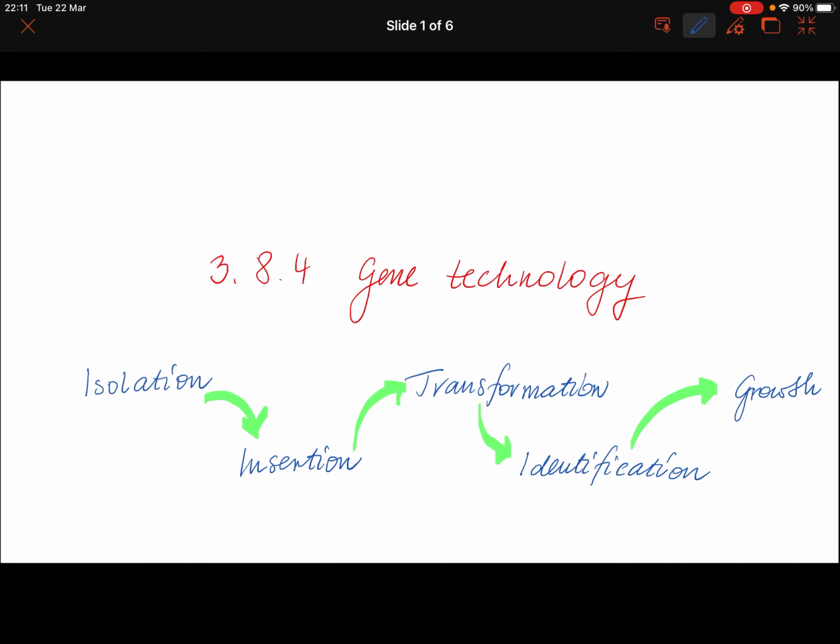So that's the overview of the large section of gene technology, where we've made the fragments of our genes, of our insertions, following isolation, insertion, transformation, identification, and the growth. Make sure now you get confident with the content, know your model answers, know all of the new words that we've mentioned.